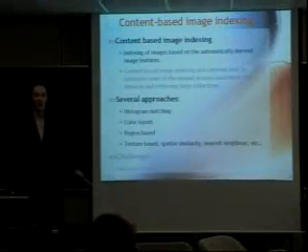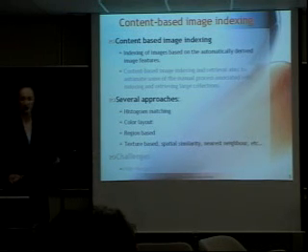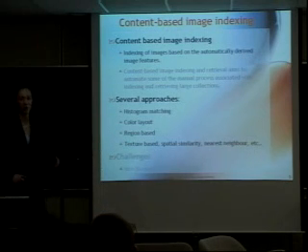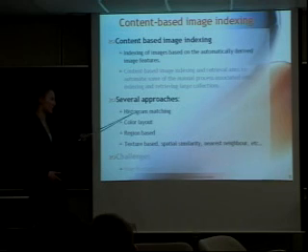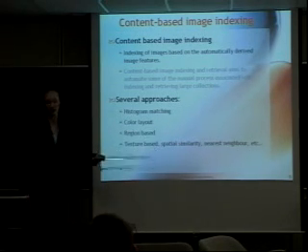So content-based image indexing is indexing of images based on automatically derived image features. There are several approaches to content-based image indexing, and they're all based on different shapes or features such as histogram matching, color layout, region-based, texture-based, spatial similarity, and so on and so forth.